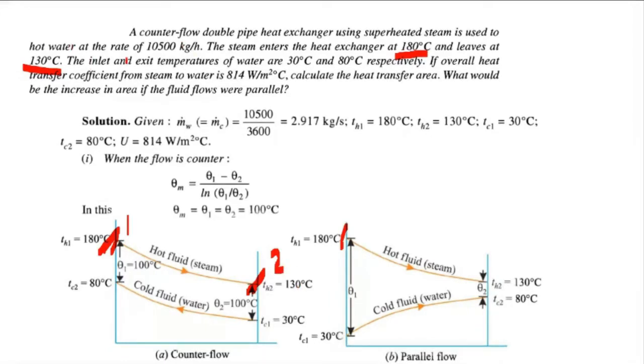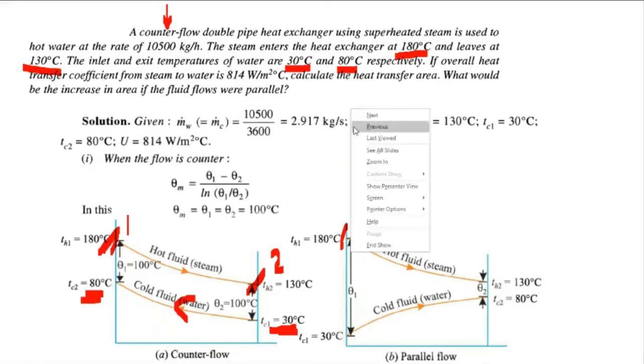For the other fluid, for water, water is entering at 30 degrees Celsius. Now, since it is counter flow heat exchanger, water will be entering from the opposite side. Is that part clear? Yes or no? Yes, sir. Okay. And water will be flowing from right to left and it will be exiting the heat exchanger at a temperature of 80 degrees Celsius. So TC1 is 30 and TC2 value is 80 degrees Celsius. This is the data given to us till now.